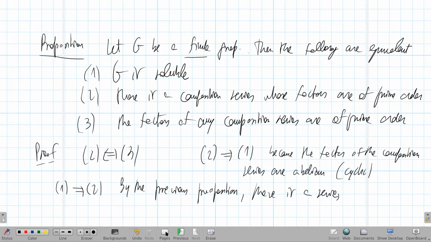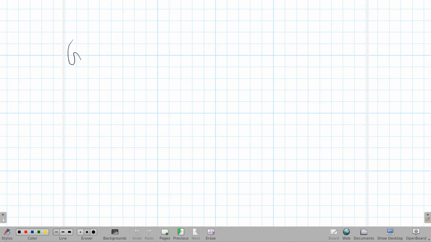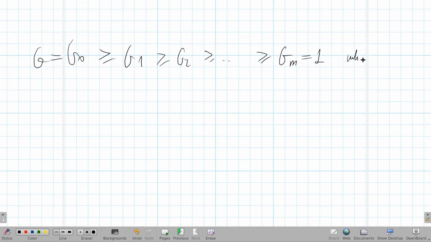G0 equals G, G1, well, I'm writing this, but actually since it's a series, it has to be proper inclusion, G2 and so on, Gm equals 1, with all quotients abelian. I mean, a series where all subgroups are normal in the previous one.